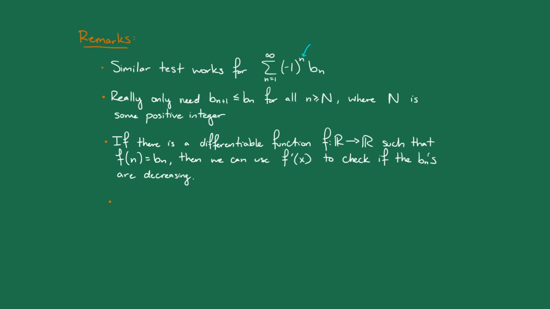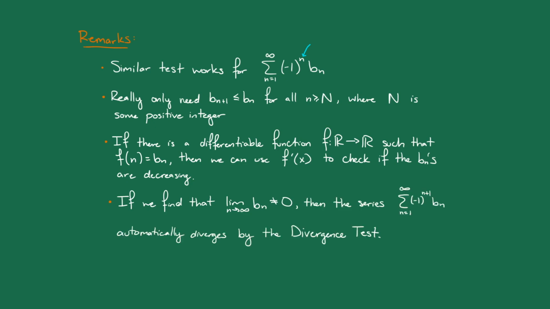And for the last remark, notice that the alternating series test only tells us when an alternating series converges. So, how can we determine when an alternating series diverges? Well, we've already seen an example of a divergent alternating series. And how do we figure out that it was divergent? We use the divergence test. And this will be the tool we use in general. So, if when we take the limit of the bn's, we get something non-zero, then our alternating series automatically diverges by the divergence test.